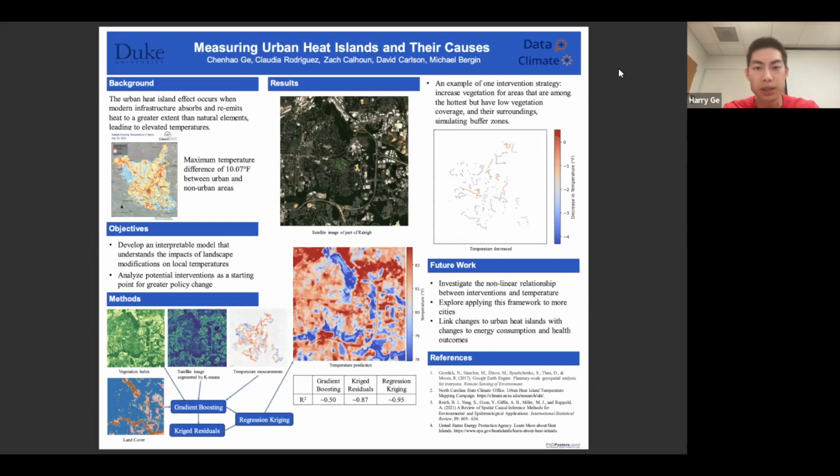Next, we want to discuss what could be done in the future. First, we want to further investigate the nonlinear relationship between intervention and temperature. We also want to explore applying this framework to more cities. Last but not least, we want to link changes to urban heat islands with changes to energy consumption and health outcomes. And that's pretty much everything.